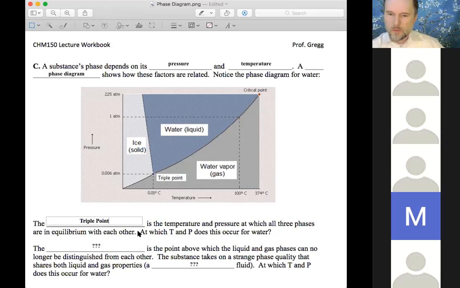So there's a question here. At what temperature and pressure does this occur for water? Well, you can see I've drawn it here. The temperature is 0.01 degrees Celsius, and the pressure is 0.006 atmospheres. Okay? That's called the triple point. Triple, 3, right? All three phases are in equilibrium with each other.